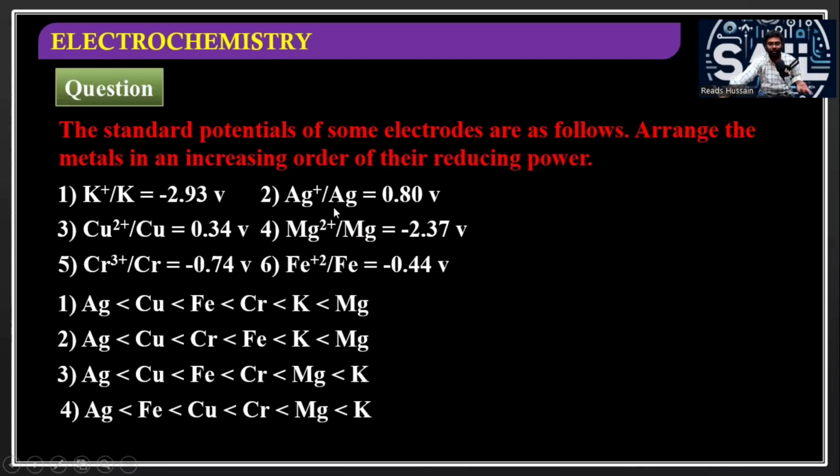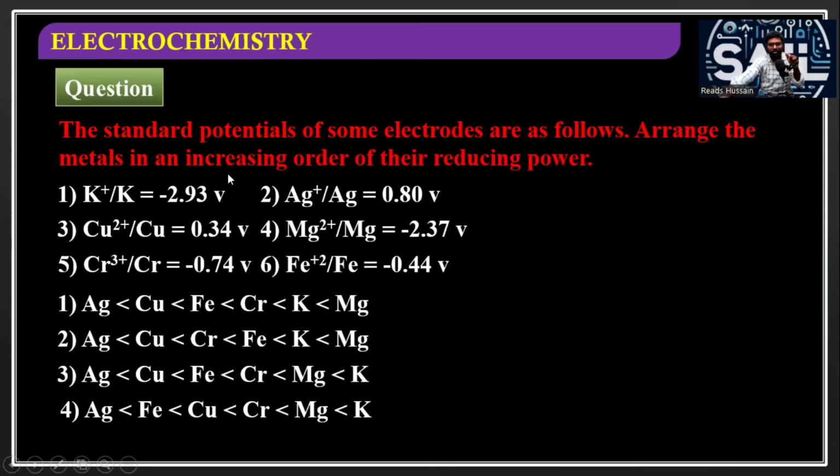Both are inversely proportional. So what we have to do here? Arrange these metals in the increasing order of their reducing power. Increasing order means lower to higher. Among all these, which one has the highest value? The highest value is for, see this one, plus 0.80, and its value is higher, so its reducing power is least. Getting my point, my dear students?